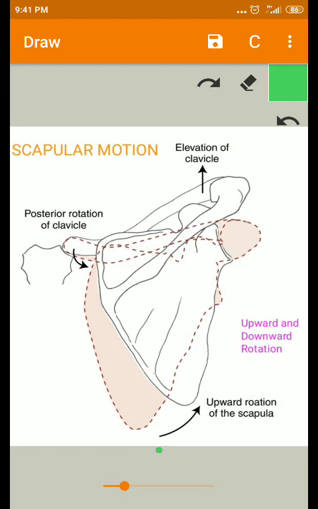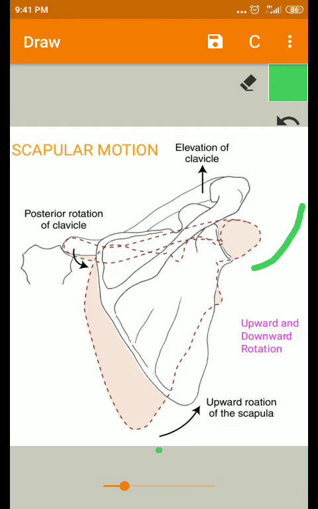Dear students, welcome back. Now we are going to see the first motion of the scapula, that is the primary or the principal motion of the scapula, that is upward and downward rotation of the scapula on the thorax. Upward rotation of the scapula on the thorax is the principal motion of the scapula observed during active elevation of the arm, and it plays a significant role in increasing the arm's range of elevation overhead.